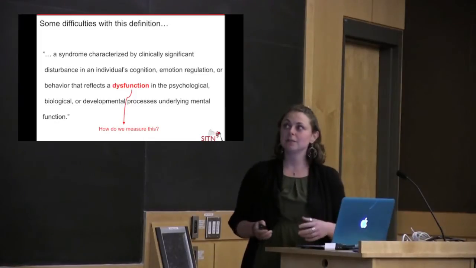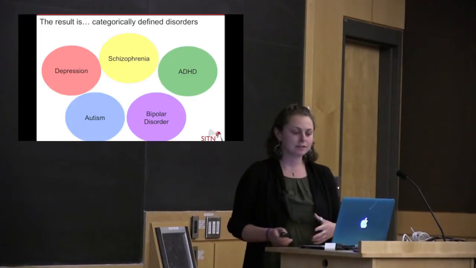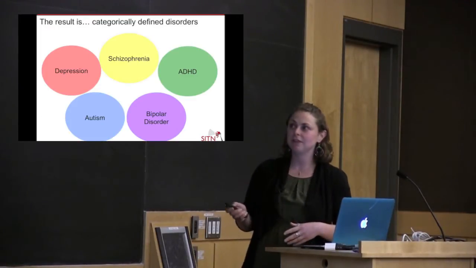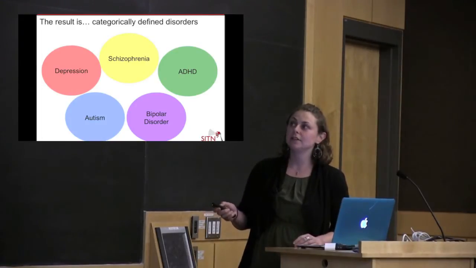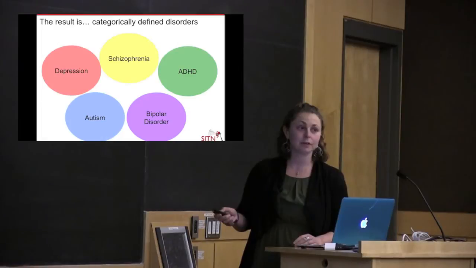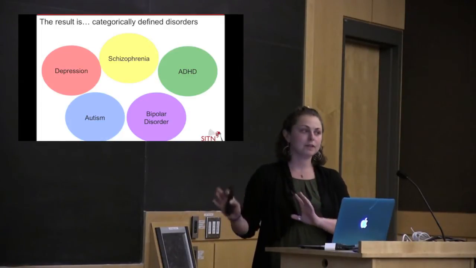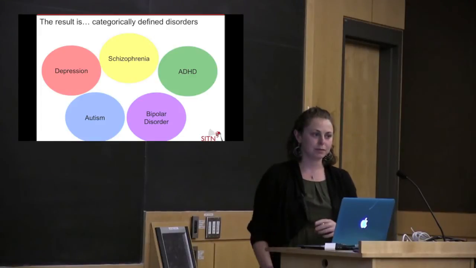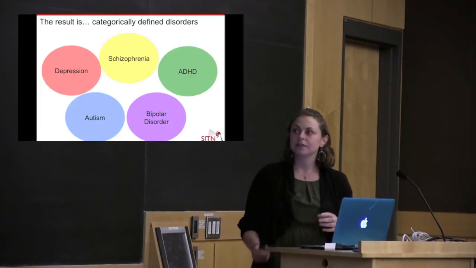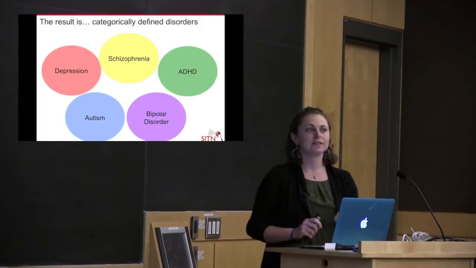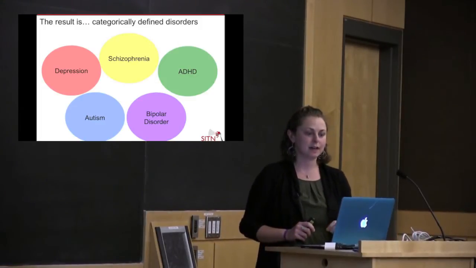Nevertheless, the DSM does put forward a series of categorically defined disorders, and I've just listed 5 of the major ones here. So we have depression, schizophrenia, attention deficit hyperactivity disorder, or ADHD, bipolar disorder, and autism. And these are by no means comprehensive, but these are just some of the ones that we'll be talking about today. And for each of these disorders, there's actually a very detailed list of symptoms that must be present in order for the diagnosis to be made.